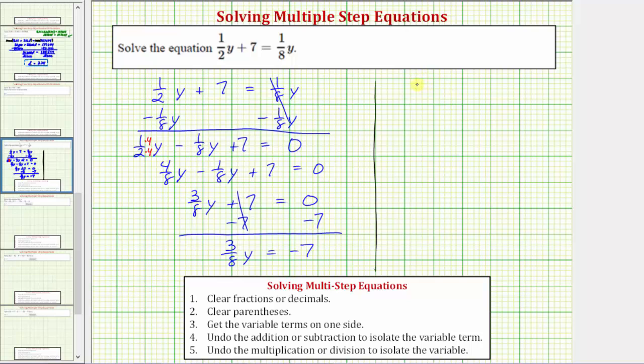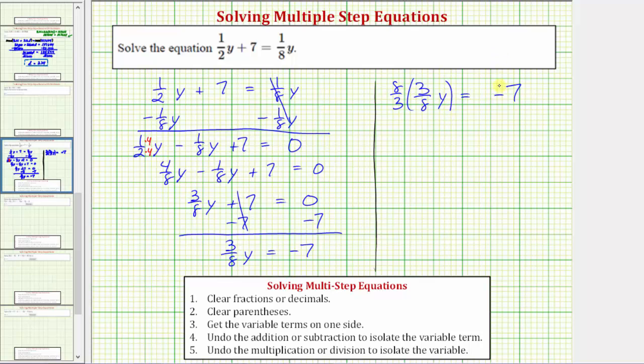So now we have the equation 3/8 y equals negative 7. The last step is to multiply or divide to isolate y and solve the equation. And because 3/8 y means 3/8 times y, we're probably thinking we should divide both sides by 3/8, which is correct. But instead of dividing by a fraction, we almost always multiply by the reciprocal. And therefore, instead of dividing both sides by 3/8, we'll multiply both sides by the reciprocal of 3/8, and therefore we'll multiply both sides by 8/3.